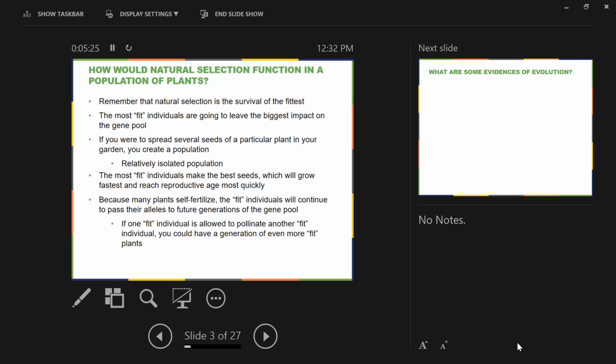And so I put this question on there and wanted to talk about it to get you to think in the context of what's actually happening as natural selection happens. And so then as we start talking about, okay, how can this produce two different species, we're all on the same page.